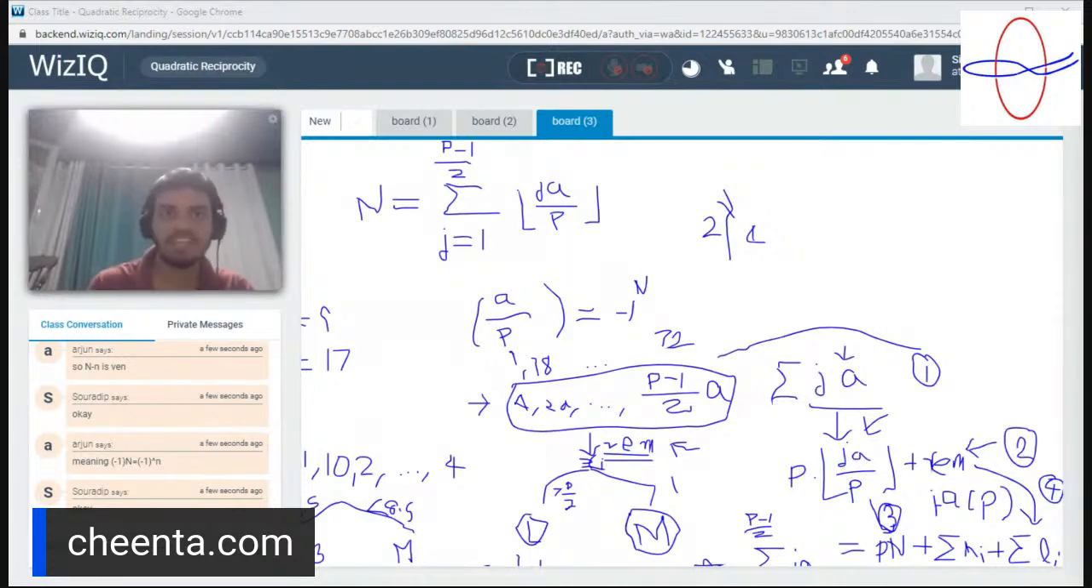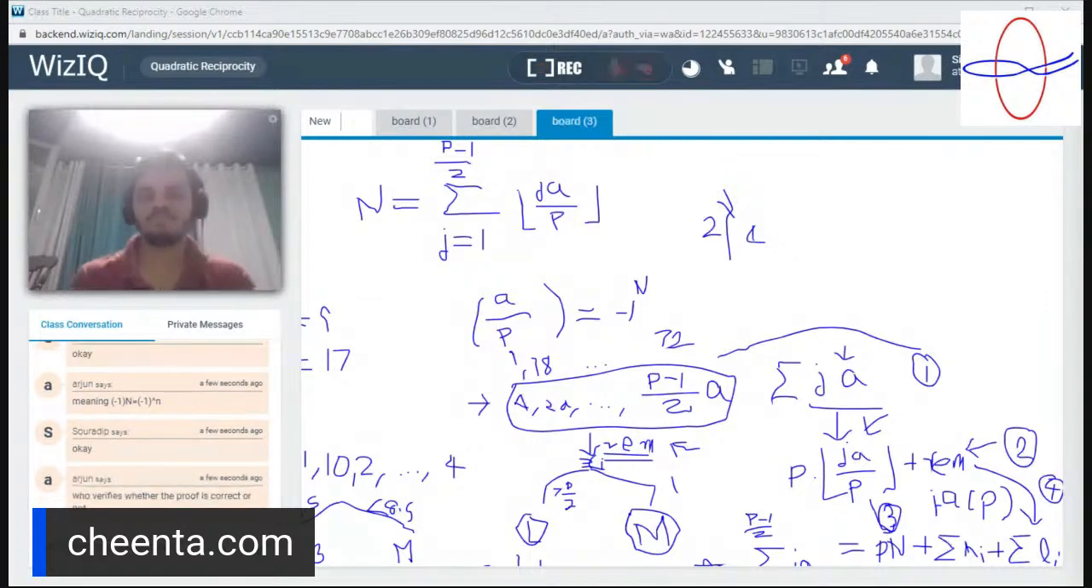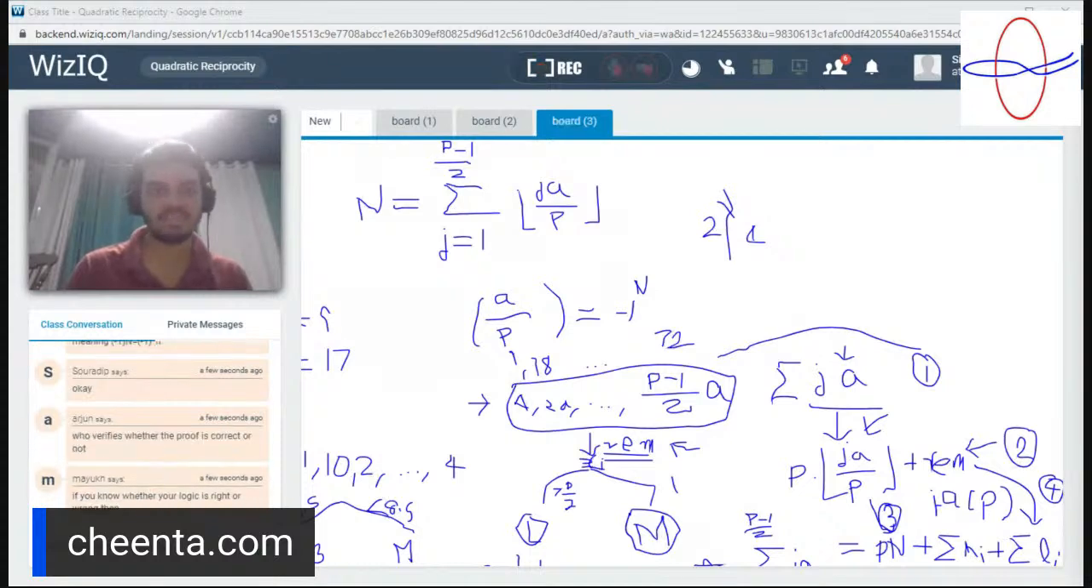The proof of this one lemma, we haven't proved the reciprocity theorem yet, but the lemma states that n is this number here, it's the summation from 1 to (p minus 1)/2 of the floor of all of these numbers divided. So we'll take 9 divided by 17 and floor it, 18 by 17 and floor it, and so on.